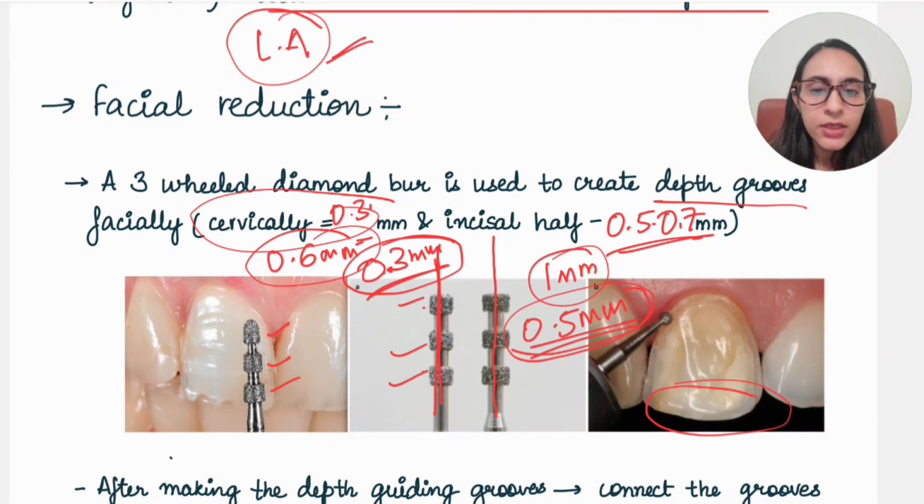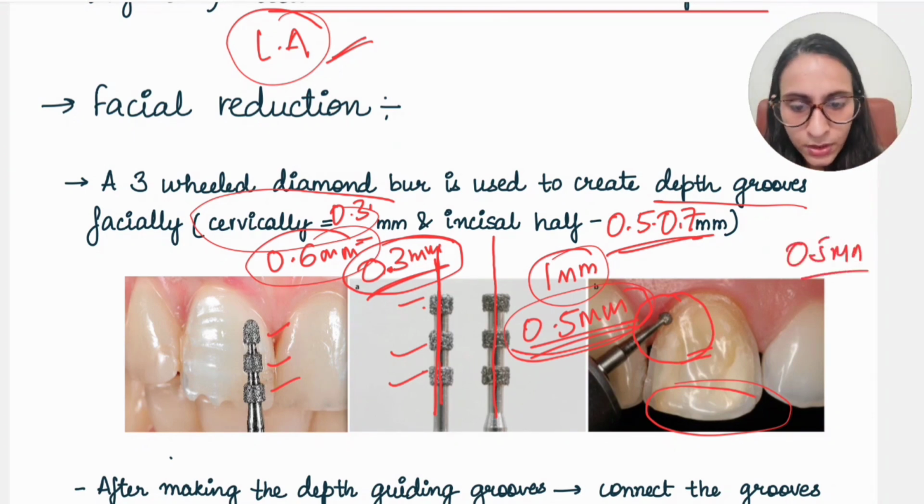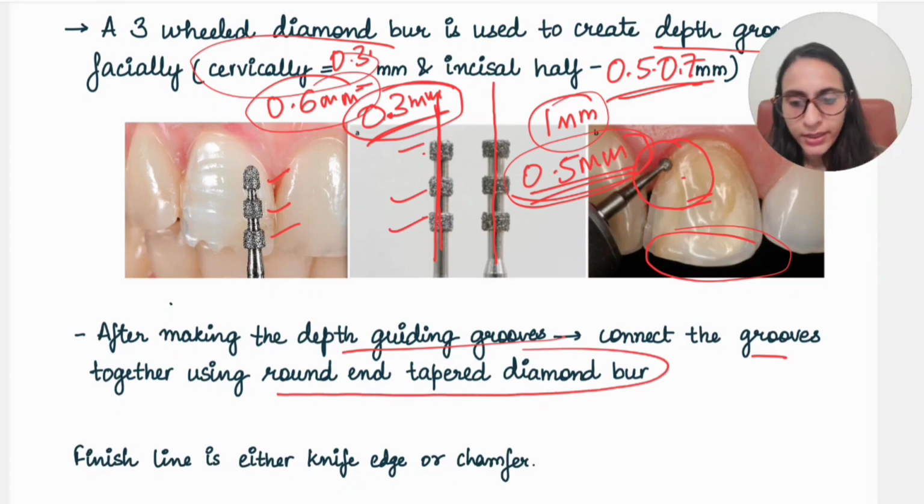If you don't have a 3-wheeled diamond burr, you can also use a diamond burr of 1 millimeter diameter and sink it into the half. So it will create 0.5 millimeter of reduction. After making the depth orientation grooves, connect the grooves using a round end tapered diamond burr.